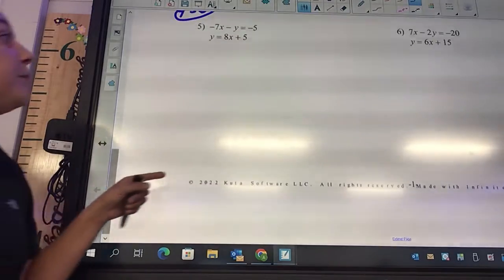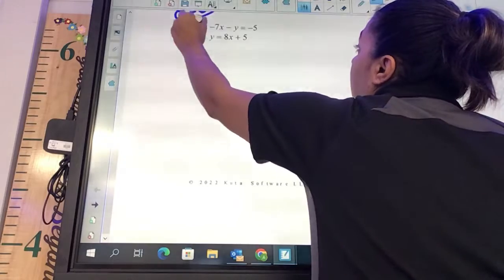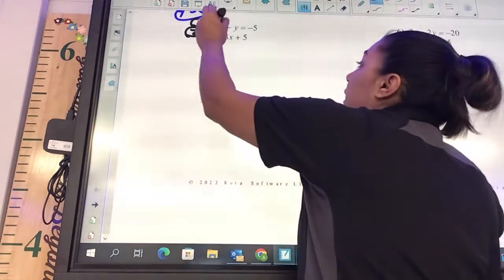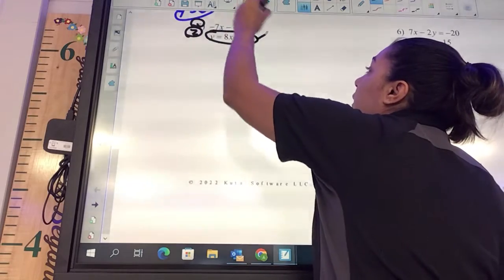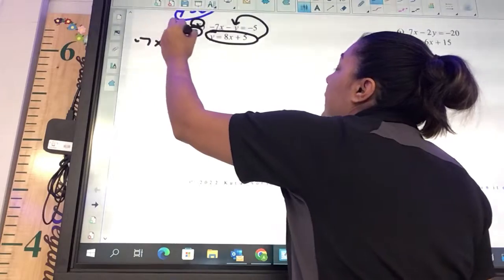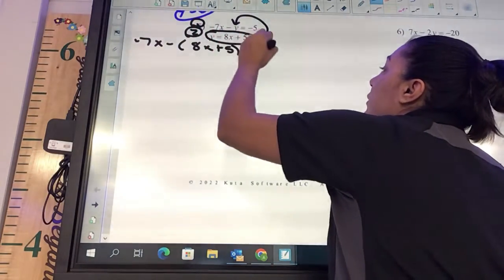Okay, 5. We're going to number and circle which one? Y equals the second one. Yep, the second one. And it's going to get plugged in up here. Negative 7x minus 8x plus 5 equals negative 5.